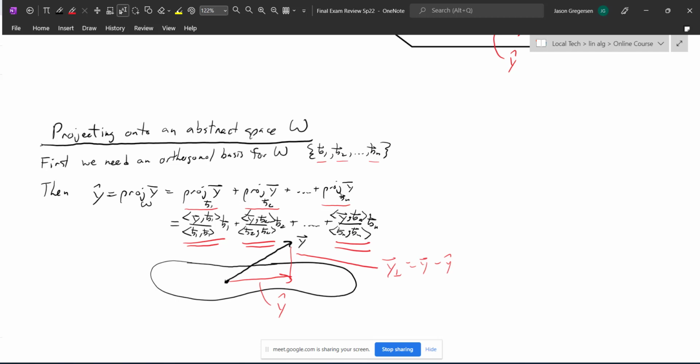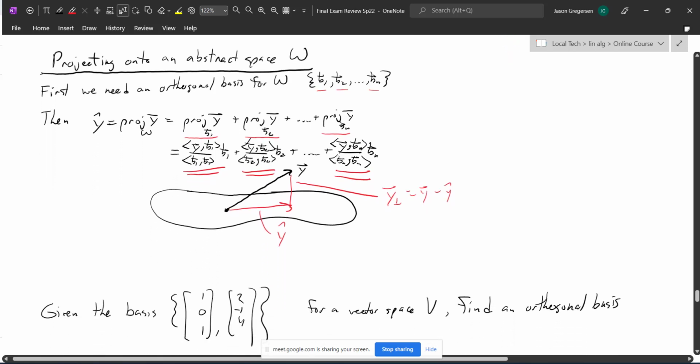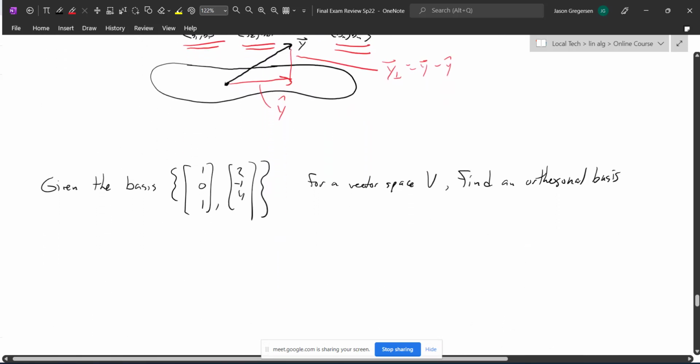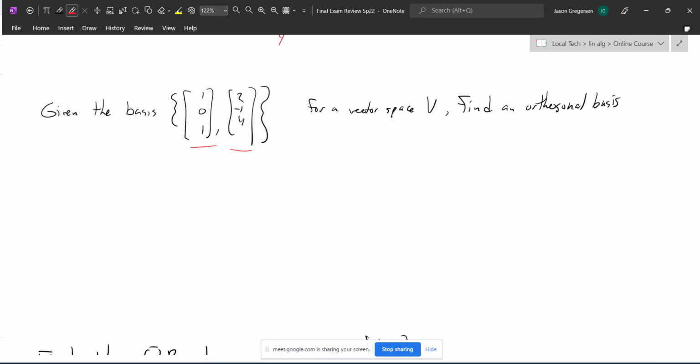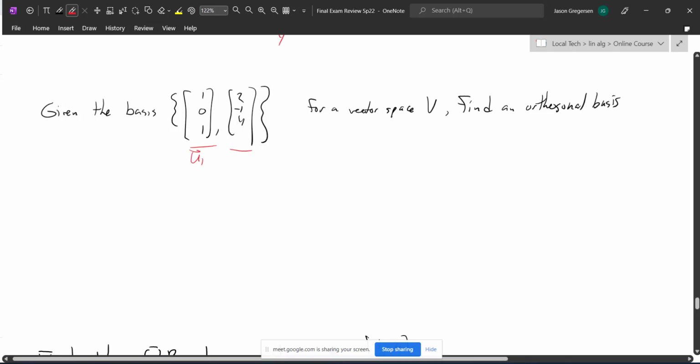So to do this, though, I need to start with my orthogonal basis. So one thing might be, given this basis for a vector space, find an orthogonal basis. First, if I wanted to check to see if this was orthogonal, what's my calculation to test if it's orthogonal? Go ahead and type that into chat. If I called this one U1 and this one U2, what would I do to determine if they were already orthogonal?